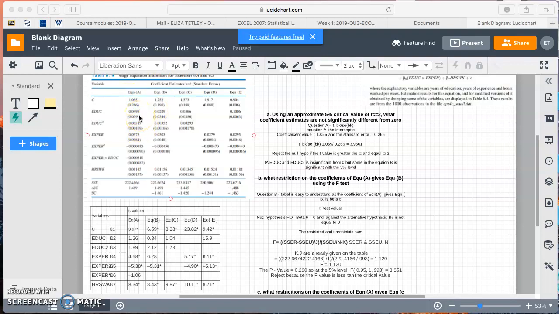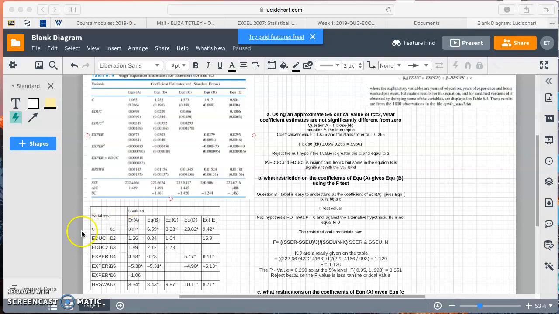So the coefficient value is 1.055 and the standard error is 0.266. That means using the t-value equation, we divide those values together and we get 3.9661, which I have rounded up just in the t-values table down here. So according to the question, we reject the null hypothesis if the t-value is greater than tc equal to 2.